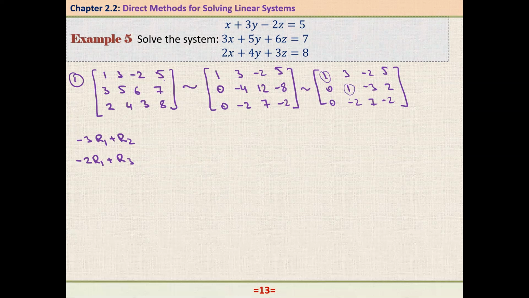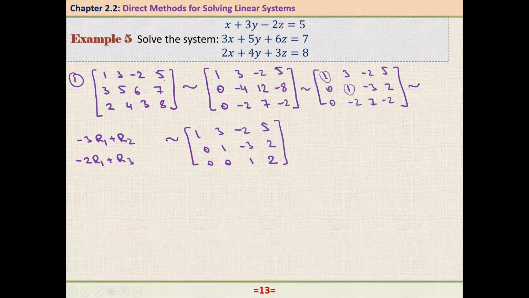And now I need to also create 0 under the 1. So to do this, we have 1, 3, -2, 5, and here we have 0, 1, -3, 2, right? And I should multiply the second row by 2 and add it to the last row. That's equal to 0. 2 times -3 plus 7 is equal to 1. And here we have 2 times 2, 4, plus -2, that's equal to 2. Now it is already in row echelon form, right? The second step is done.